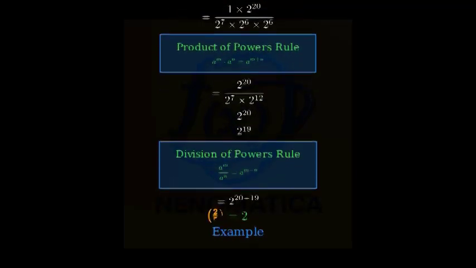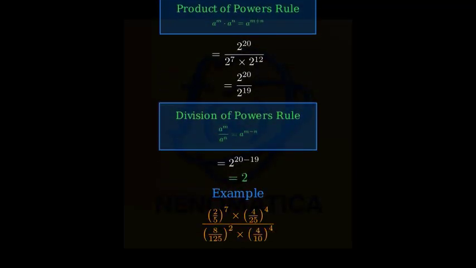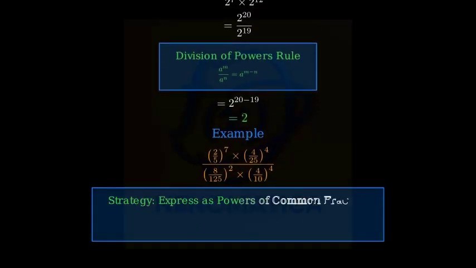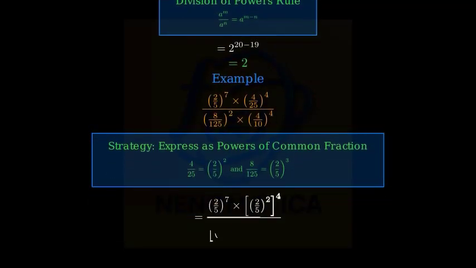Let's move on to our second example. Here, we need to simplify the expression 2/5 to the power of 7 times 4 25ths to the power of 4, divided by the product of 8 over 125 to the power of 2 and 4/10 to the power of 4. Let's start by rewriting some of these fractions in a simpler form.